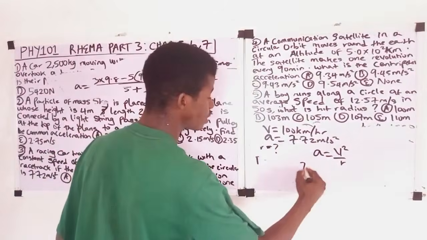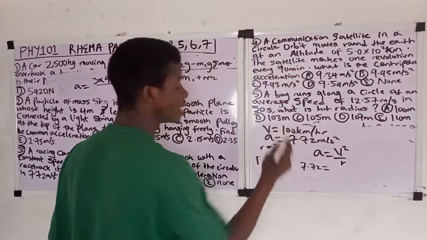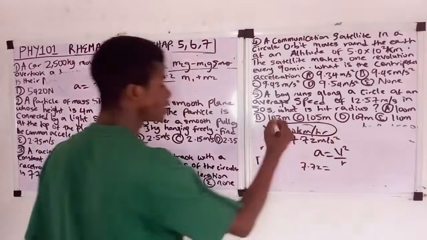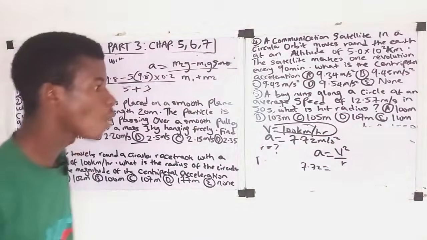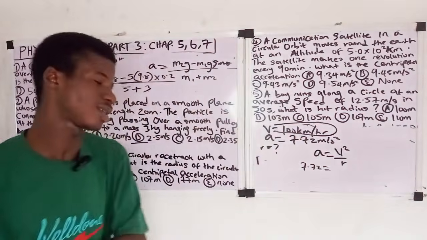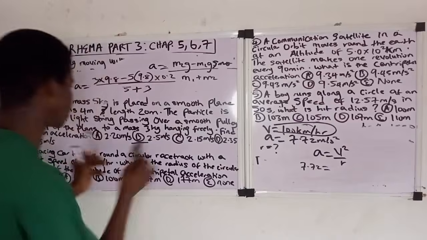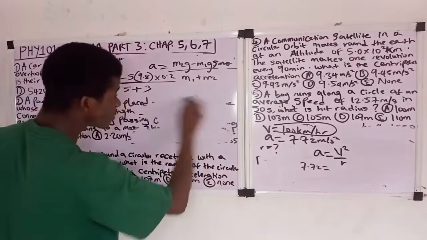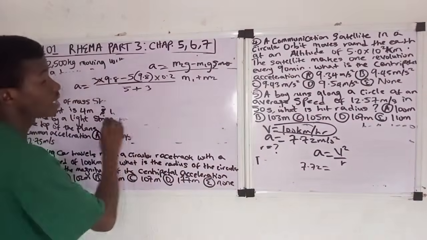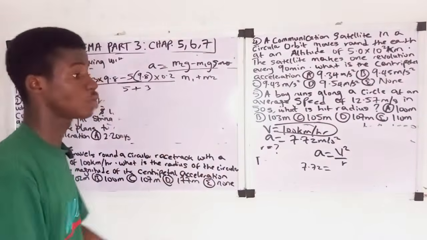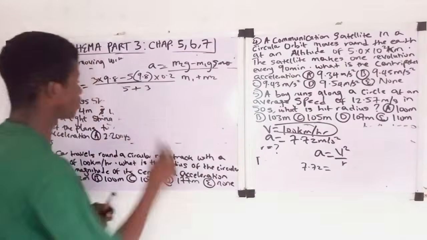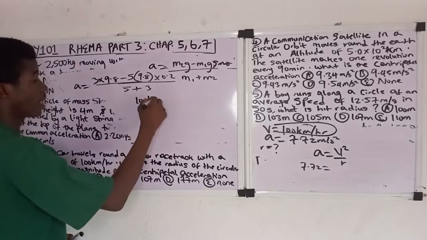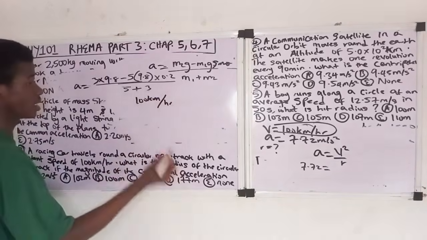Our acceleration is 7.72. This is our velocity, which is in kilometers per hour, so we need to convert it to meters per second. How are we going to do that? It's very easy. Let's convert 100 kilometers per hour to meters per second.